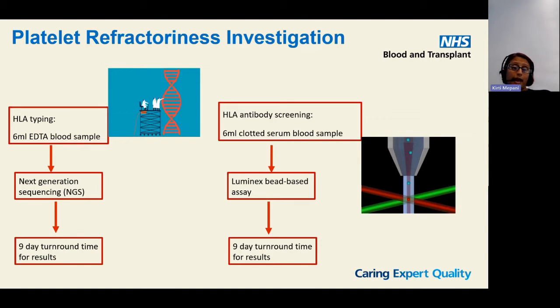However, we can turn results around much quicker because it is, I wouldn't say a simpler test, but it is a much simpler test than next generation sequencing. So we can have results within 5 working days, really. But the 9 working days just allows extra assessments to be made because there are inherent problems with the testing kit. Next slide.